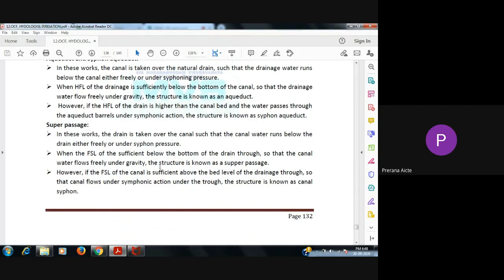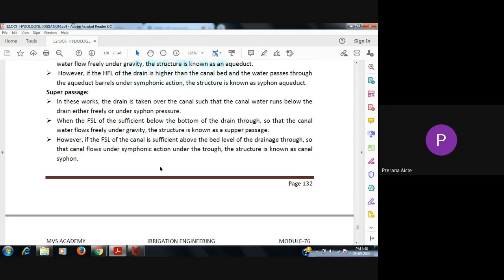Super passage: the name super means the drain is passing over the canal. In these works, the drain is taken over the canal such that the canal water runs below the drain, either freely or under siphon pressure. When the full supply level of the canal is sufficiently below the bottom of the drain trough, so that the canal water flows freely under gravity, the structure is known as super passage. Again, if the full supply level of the canal is sufficiently above the bed level of the drainage, so that the canal flows under siphonic action under the trough, the structure is known as canal siphon.